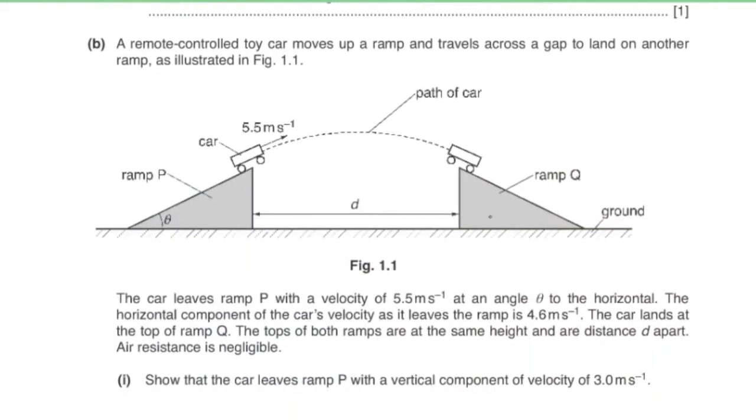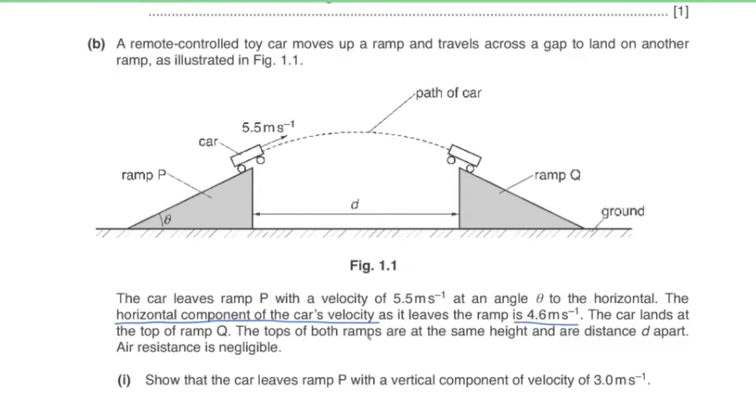Part B, a remote-controlled toy car moves up a ramp and travels across a gap to land on another ramp. As illustrated in figure 1.1, the car leaves ramp P with a velocity of 5.5 meters per second at an angle theta to the horizontal. The horizontal component of the car's velocity as it leaves the ramp is 4.6 meters per second. The car lands at the top of ramp Q. The tops of both ramps are at the same height and are distance d apart.